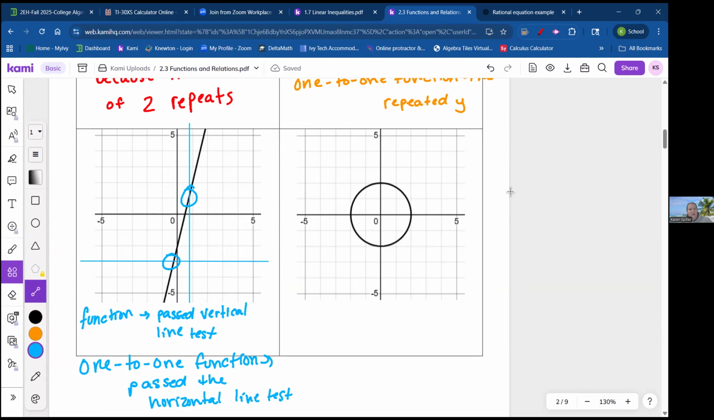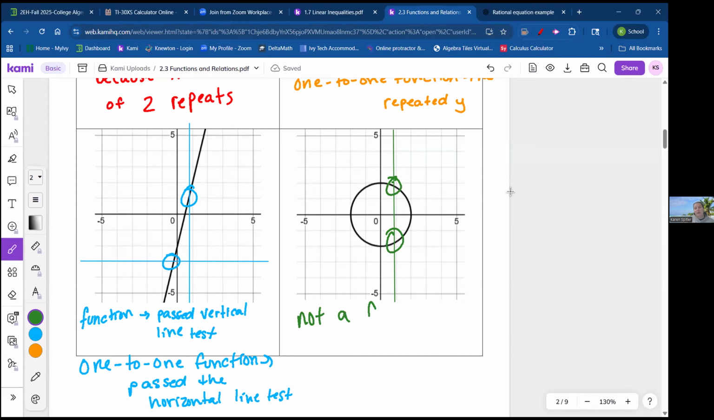All right, we got a circle here. So we're going to draw my vertical line. All right, boom, boom. It passes through the function, or I'm sorry, the relation, 2 times. So this is not a function. It failed the vertical line test. Well, if it's not a function, it definitely can't be one-to-one.